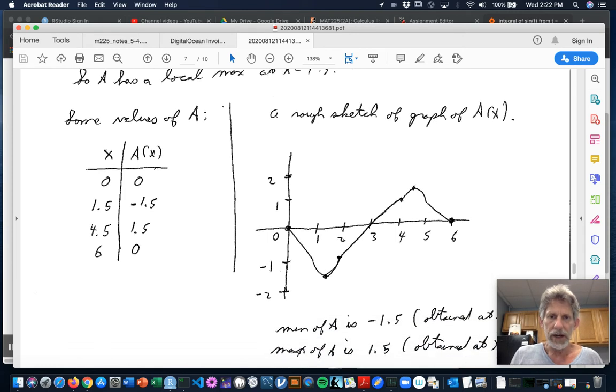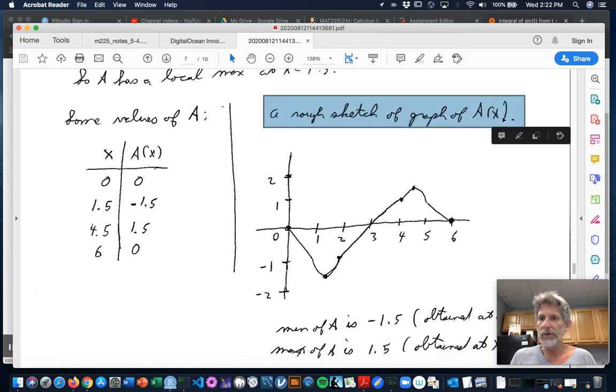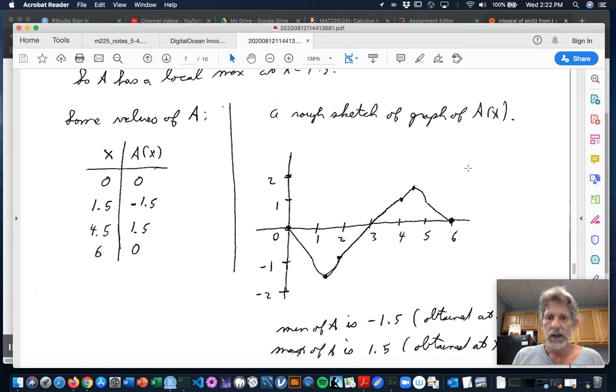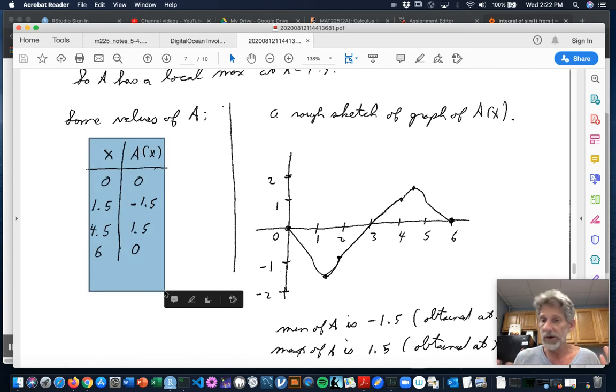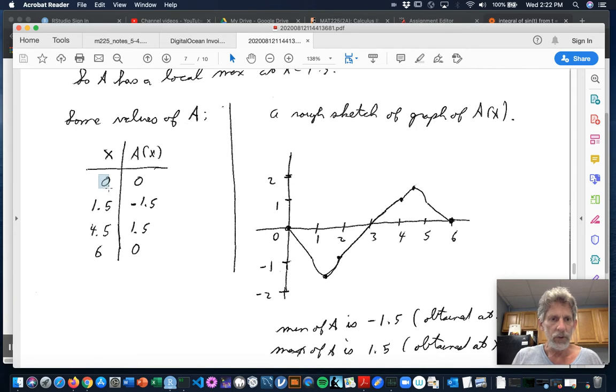I'm going to try to make a rough sketch of the graph of A of x. And I know a couple of things. I know that at 1.5 there's a local min, and at 4.5 there's a local max. To help my sketch out, I'll go ahead and see if I can get the values of A of x for some values of x. I've already figured out when x is 0, A of 0 has got to be 0. How about when x is 1.5? What's the signed area? Well, let's see.